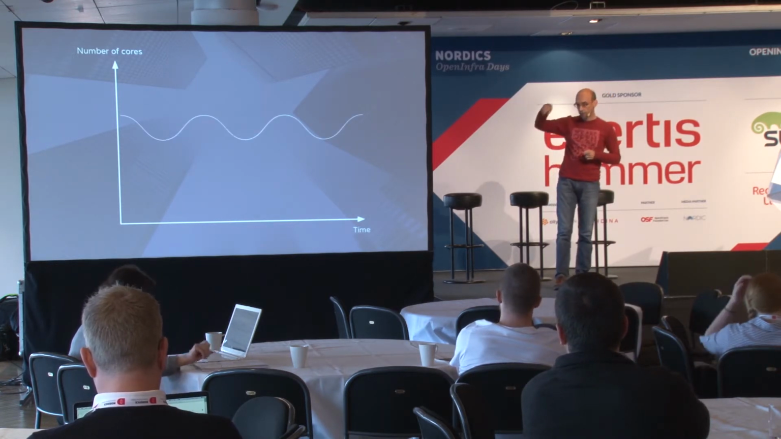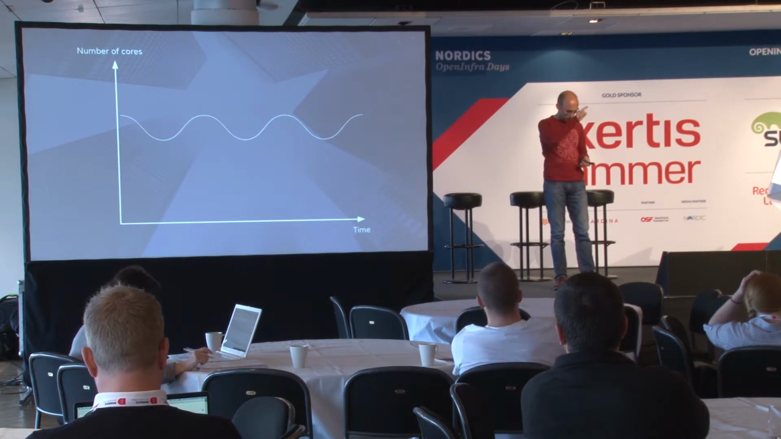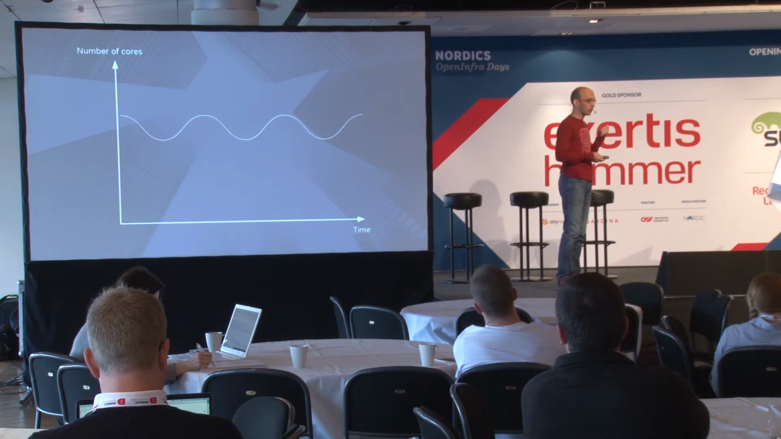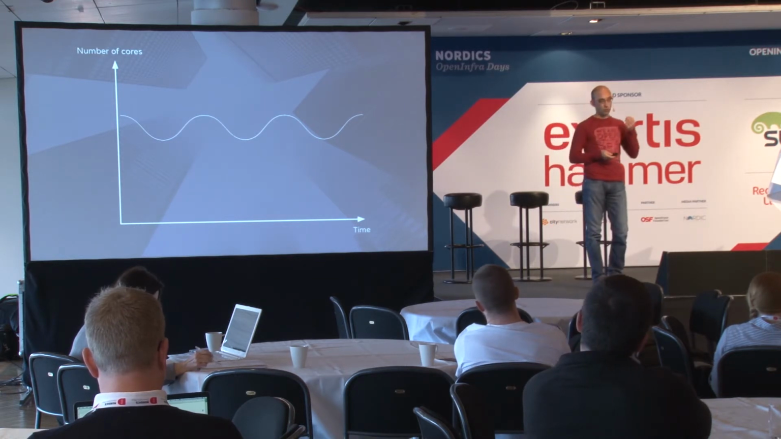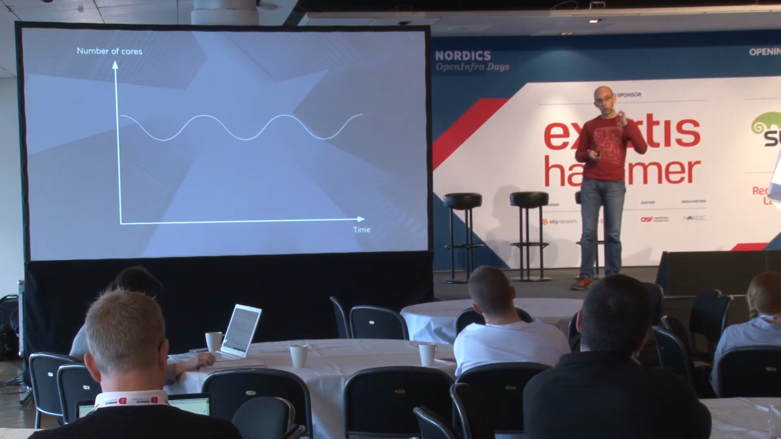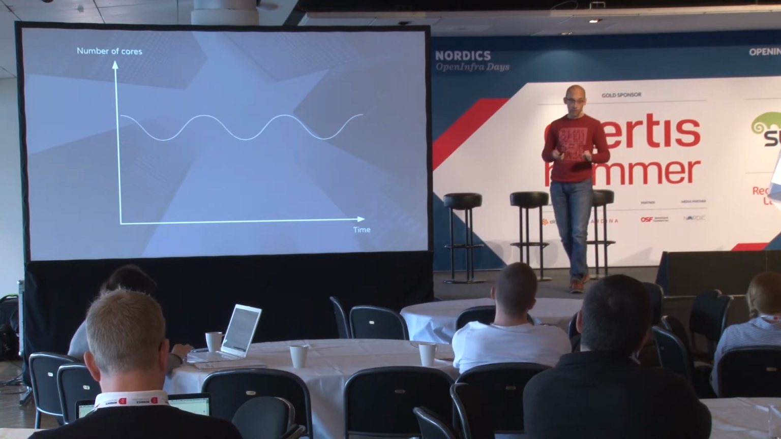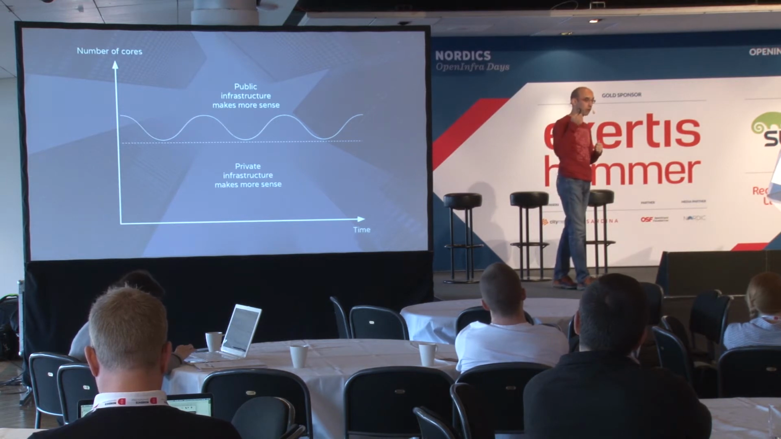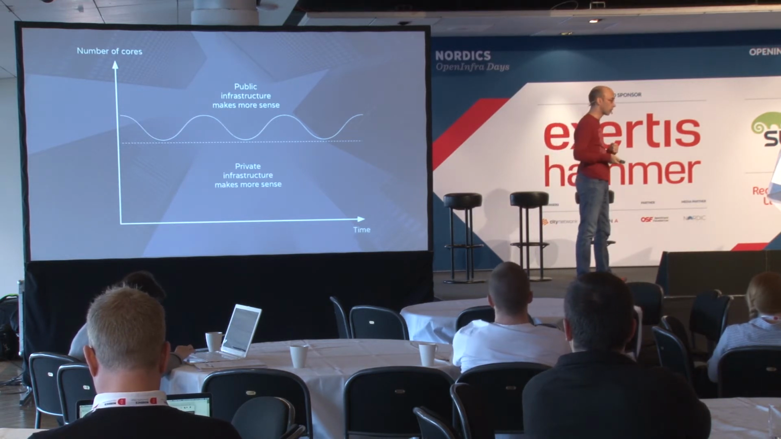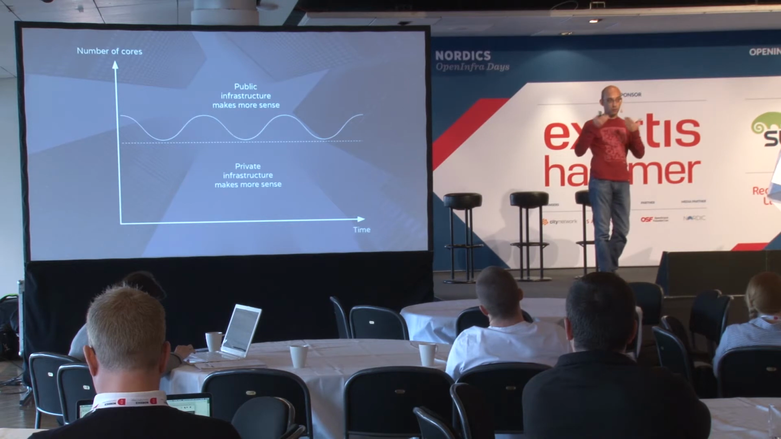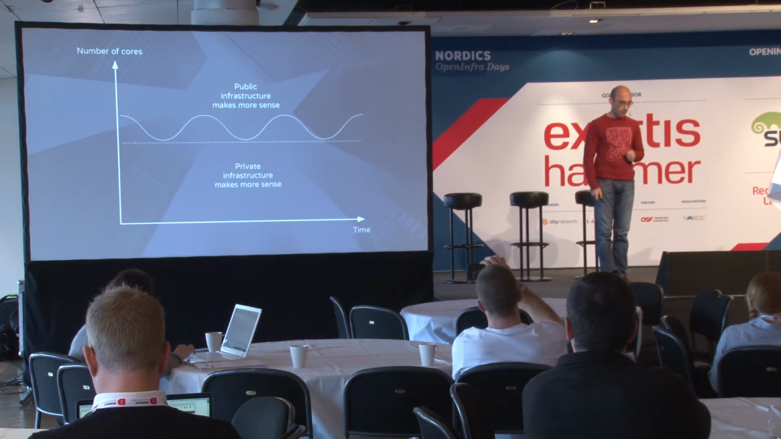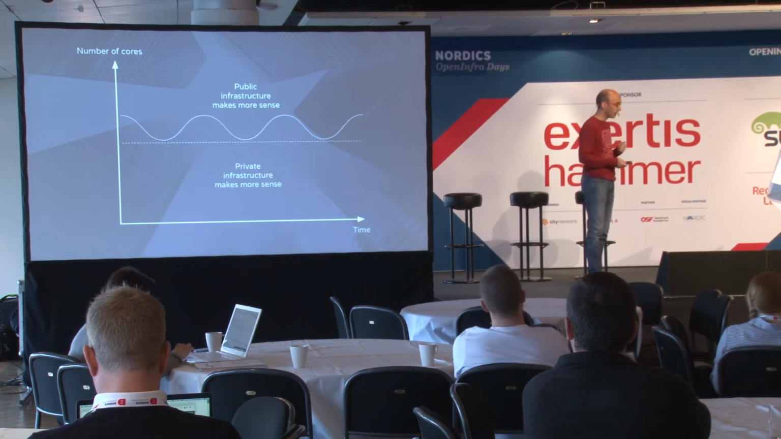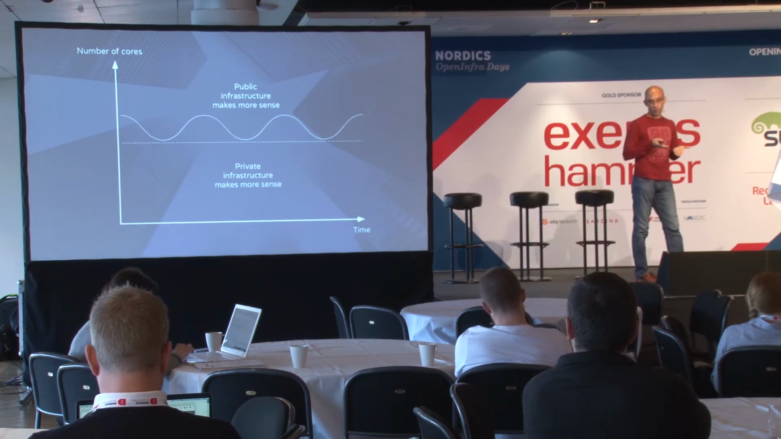You have peaks and dives in usage. And what makes the most sense economically is to use private infrastructure for the resources that you're always running, and use public infrastructure to absorb the spikes in usage. That's what makes actually the most sense if you don't want to run servers that do nothing, like Christoph was presenting earlier. So that's what is called hybrid usage.